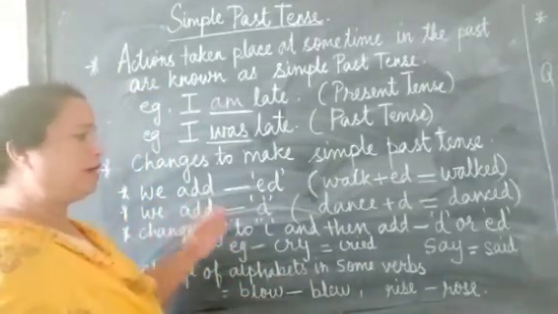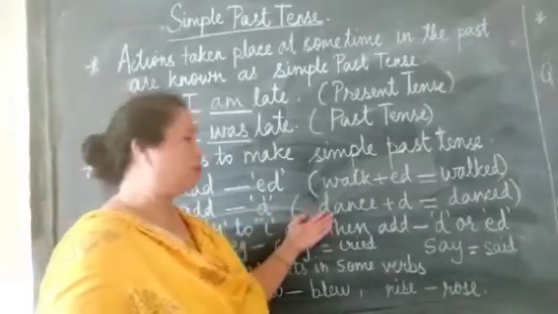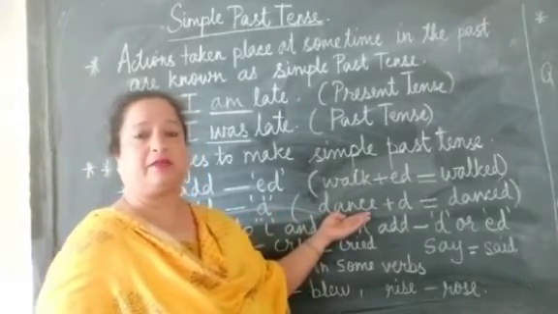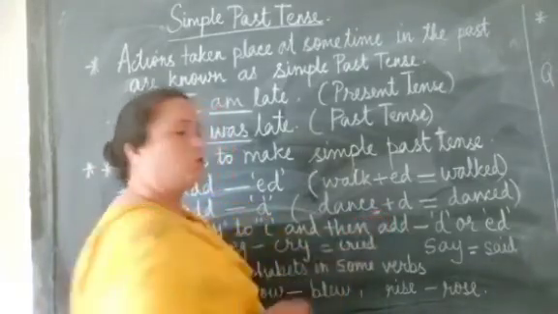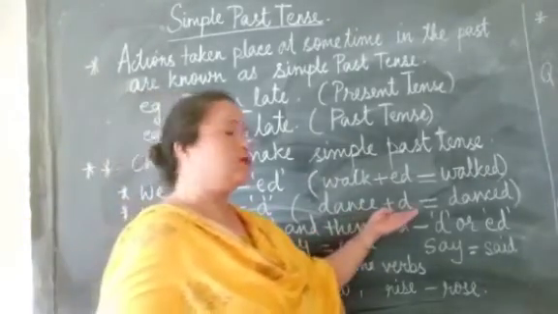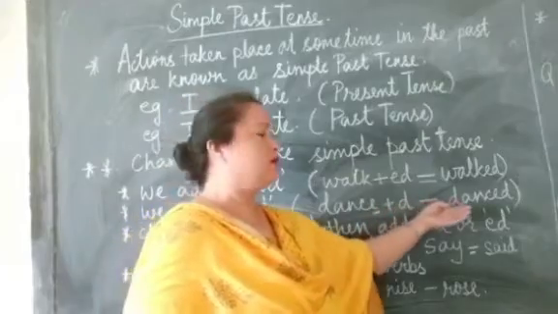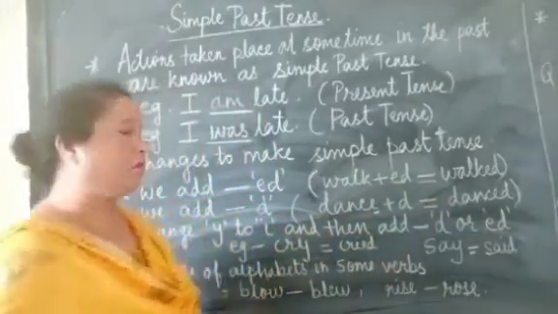Next, we also add d to certain words. For example, I have dance. If you look at the verb, it ends with an E. So what do I do? I add D to it and I change it into the past tense form.